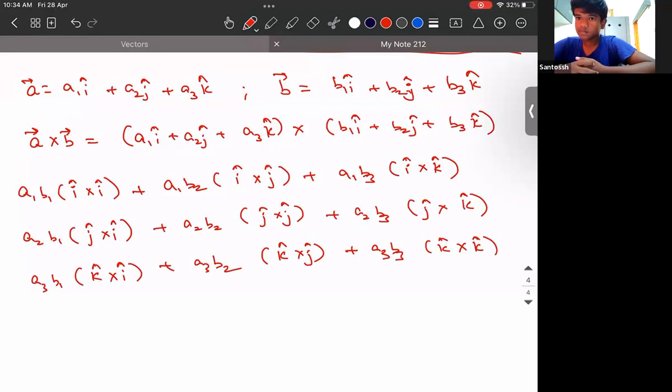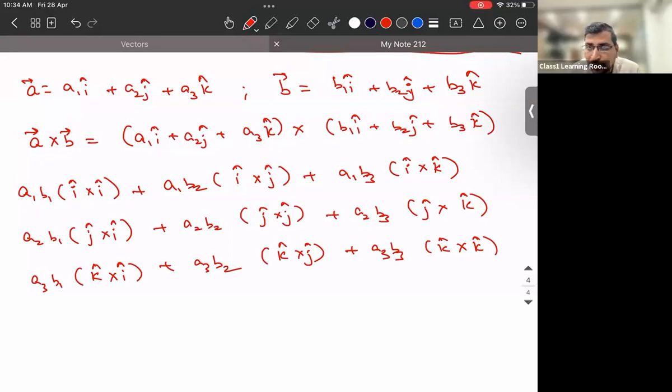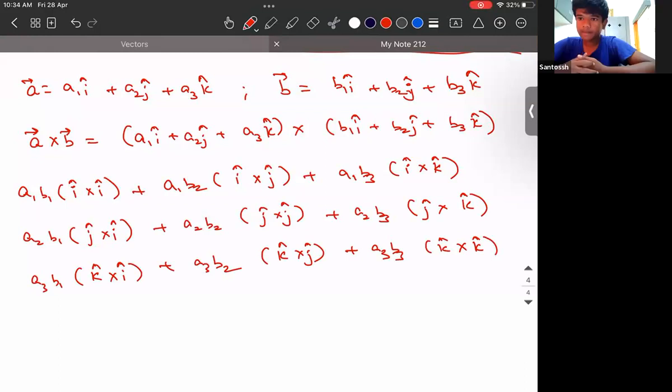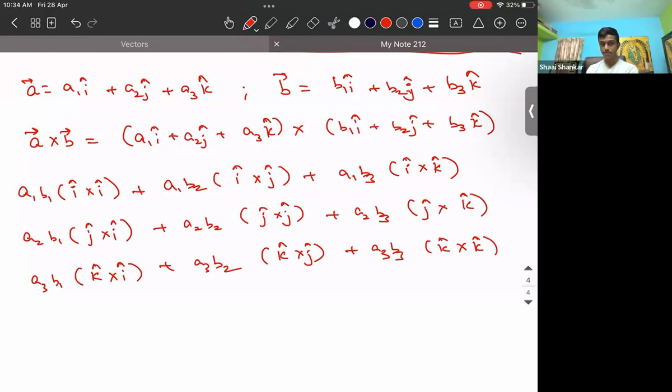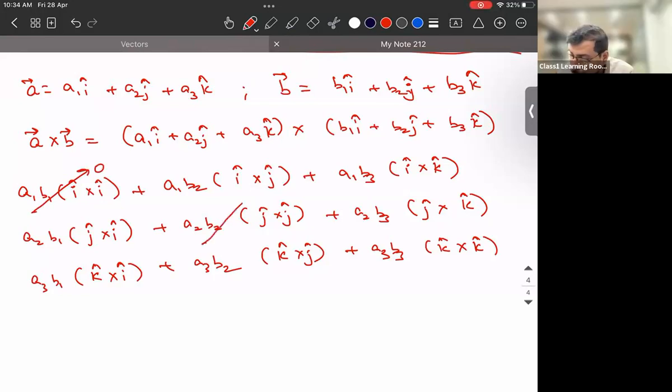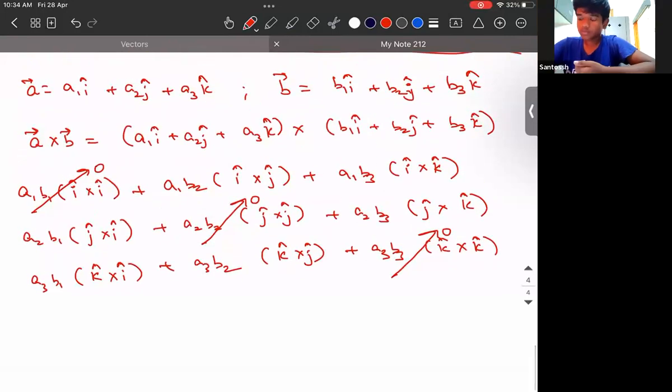Am I right? So tell me which vectors will get cancelled. The cross product between the same vectors is going to be 0. Why? Because the angle between them is 0, and sine 0 is equal to 0. So this will be 0, this will be 0, and this will be 0. In the case of dot product, only the diagonal elements existed, whereas in the cross product, the diagonal elements get cancelled out.